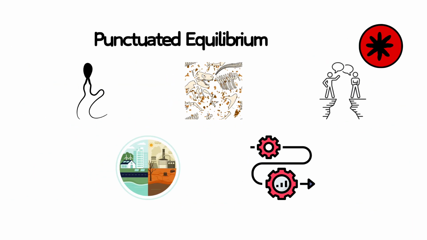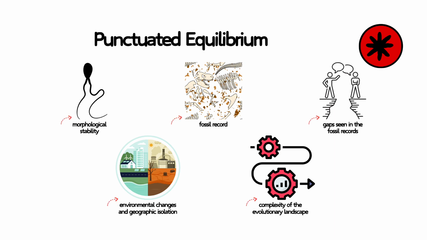This pattern can often be seen in the fossil record, where species appear suddenly and then remain relatively unchanged until they disappear or evolve into something markedly different. The theory has provided a plausible explanation for the gaps seen in the fossil records and has influenced how paleontologists interpret evolutionary changes. Punctuated equilibrium emphasizes the importance of sudden environmental changes and geographic isolation in the creation of new species and highlights the complexity of the evolutionary landscape, which is not always a smooth and continuous process.